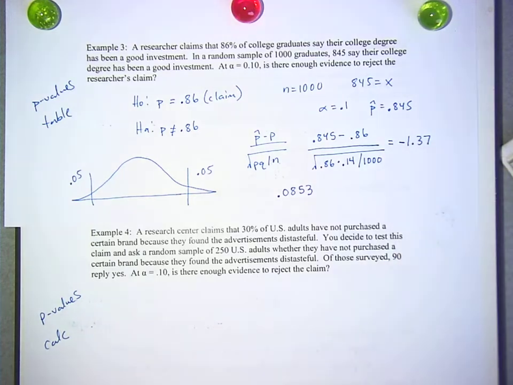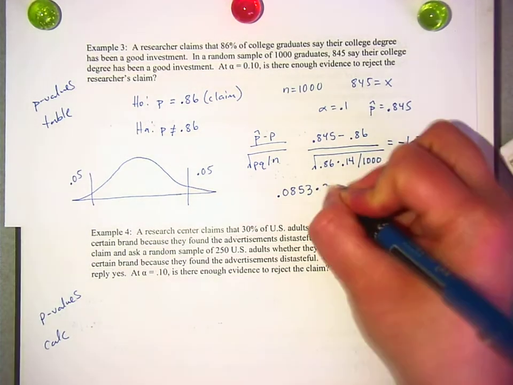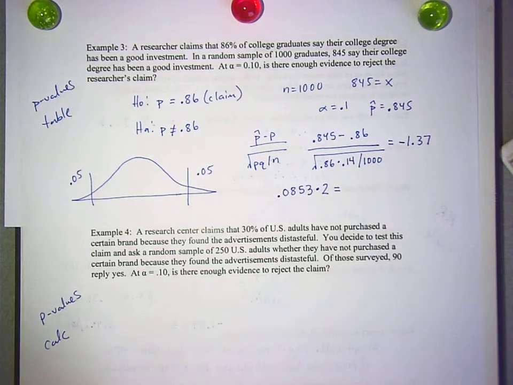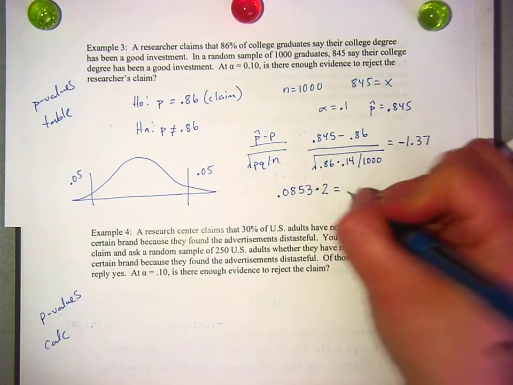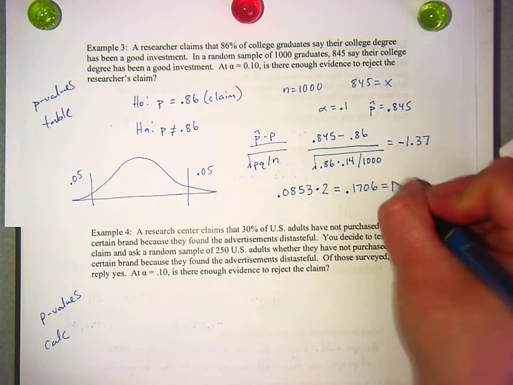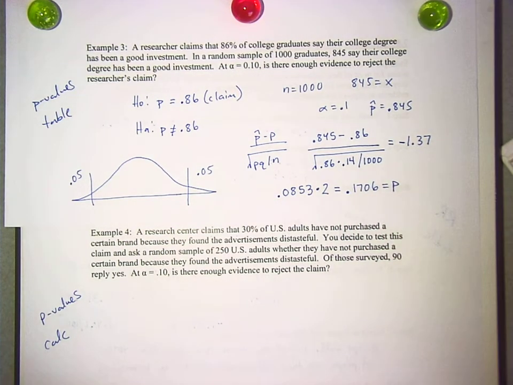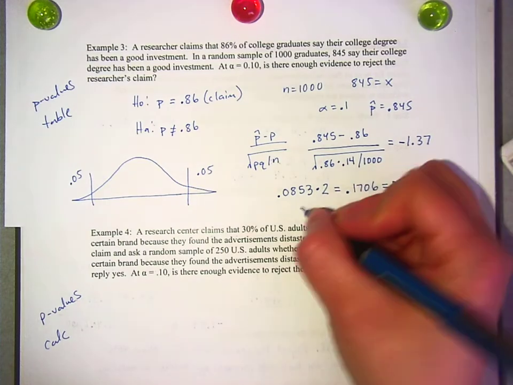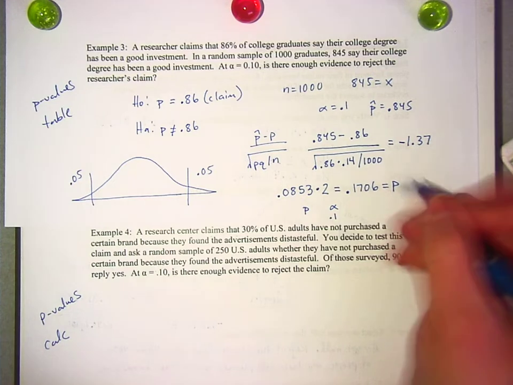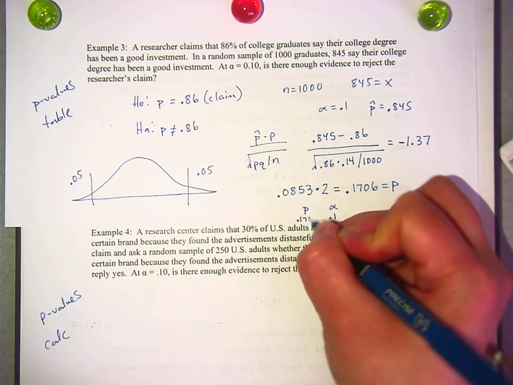Okay, do you remember what you have to do with it though if it's two-tailed? Multiply by 2, because that's one tail so far. I got 0.1706. That's my p-value. All right, so how does p compare to alpha? Remember, alpha is 0.1. The p-value is 0.1706.